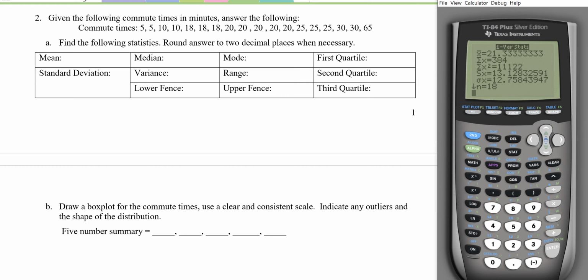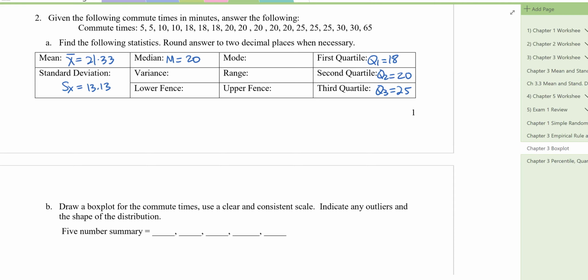Okay, so note that my mean is 21.333 and my standard deviation, this is sample, so I use Sx, is 13.13. And then notice that my sample size is 18. Use the arrow to get to the rest of the data points. So keep going down, you'll see the maximum, median, Q1, Q2, Q3, and etc. So again, use the arrow to get to the rest of the readings here.